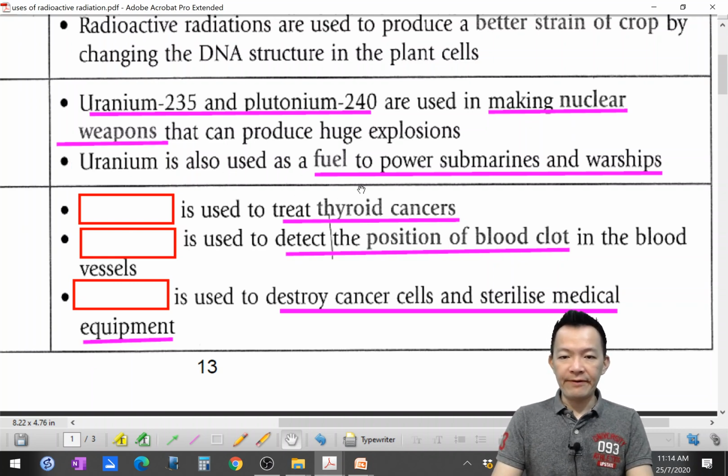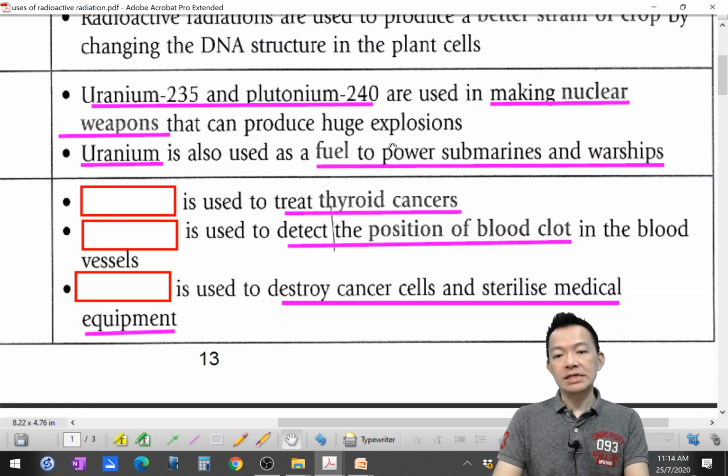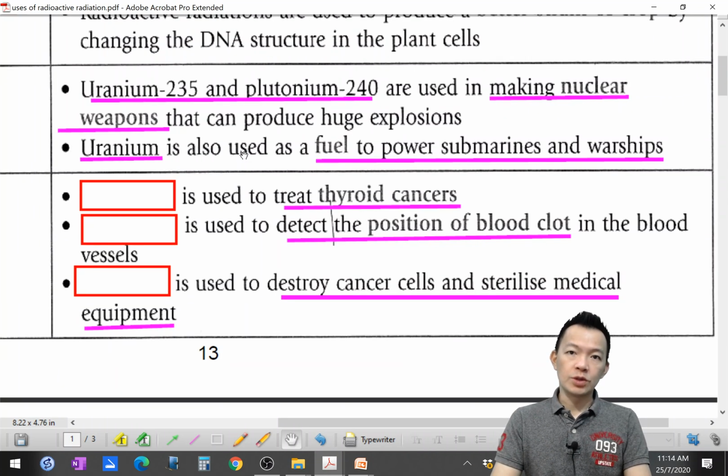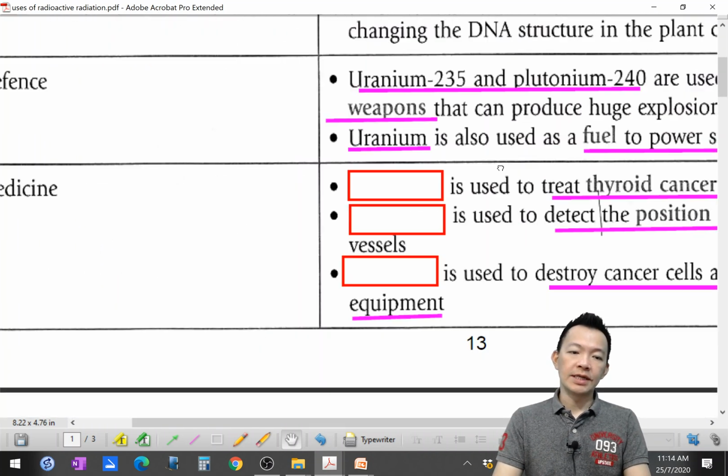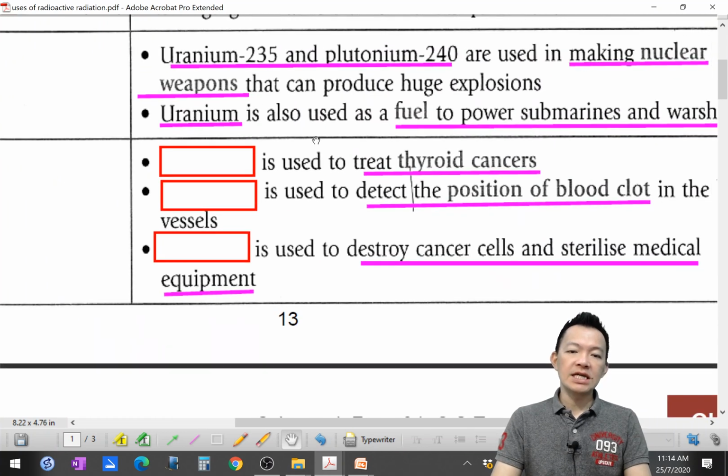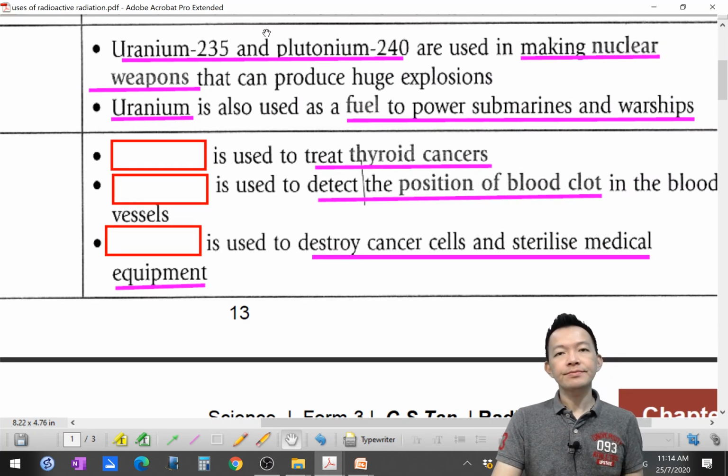What else? Okay, next, uranium is also used as a fuel in the power submarine and warship. Uranium can also be used as fuel for our submarines. So making the fuel to power the submarine and warship, our submarines and warships, uranium is used to propel them, for the defense system. Next, medicines. What can it be used for in medicine? It is used to treat the thyroid cancer.